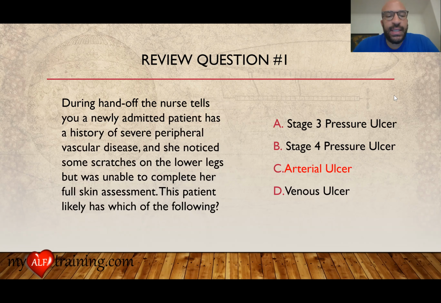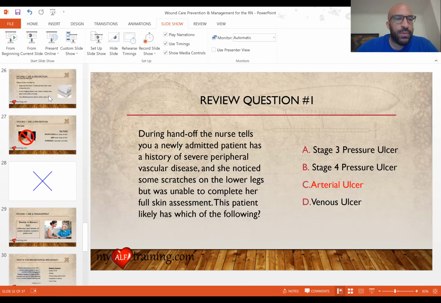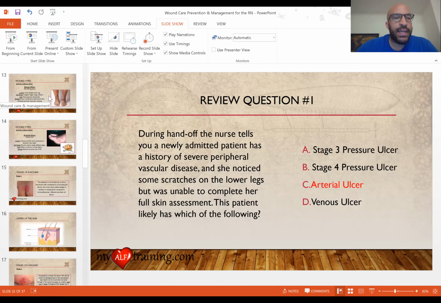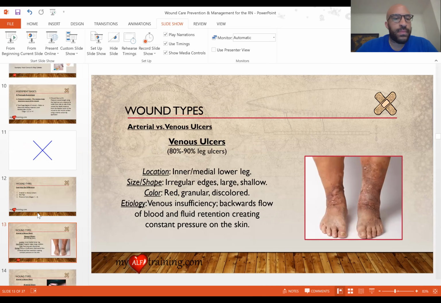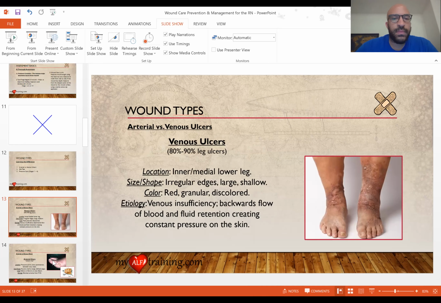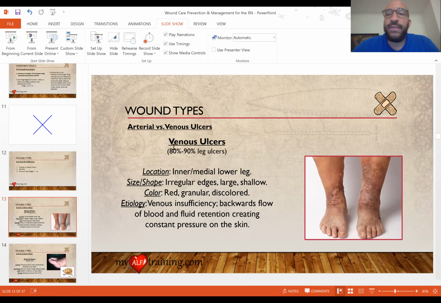The answer is C, arterial ulcer. So let's go back to the slide there. Oh, wait a minute, guys. So it is venous ulcer. I'm sorry, venous ulcer, because we talked about she saw what appeared to be scratches on the lower legs.